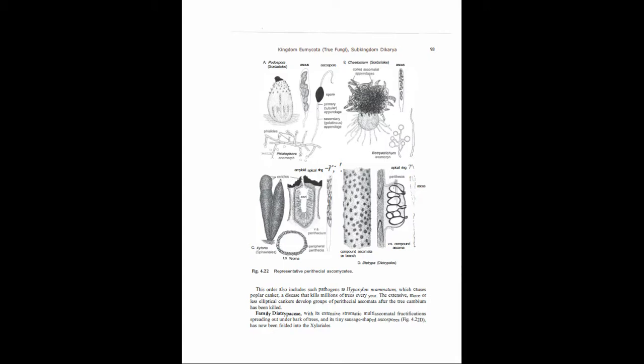This order also includes such pathogens as Hypoxylon mammatum, which causes poplar canker, a disease that kills millions of trees every year. The extensive, more or less elliptical cankers develop groups of perithecial ascomata after the tree cambium has been killed. Family Diatrypaceae, with its extensive stromatic multiascomatal fructifications spreading out under bark of trees, and its tiny sausage-shaped ascospores, Fig 4.22d, has now been folded into the Xylariales.